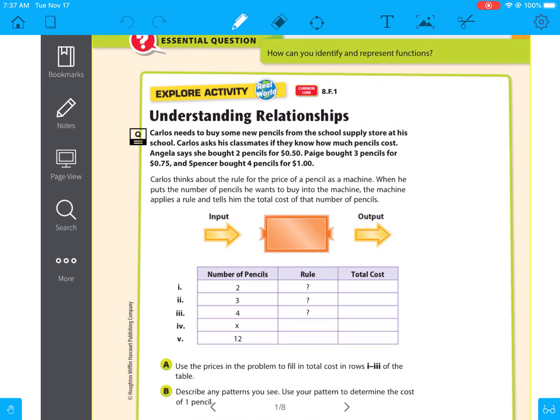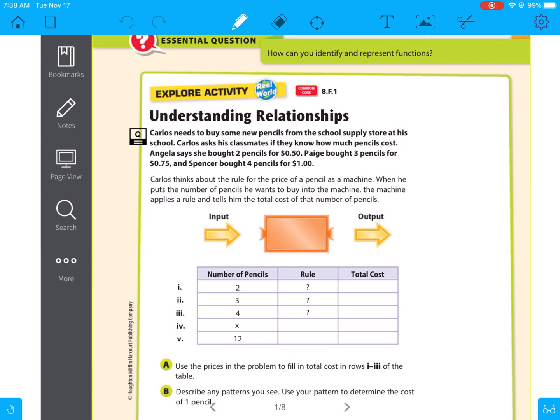So if we look at our Explore activity, Understanding Relationships, Carlos needs to buy some new pencils from the school supply store at his school. Carlos asks his classmates if they know how much pencils cost. Angela said she bought 2 pencils for 50 cents. Paige bought 3 pencils for 75 cents, and Spencer bought 4 pencils for $1.